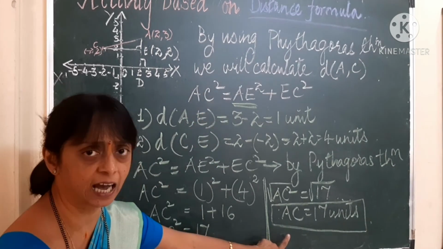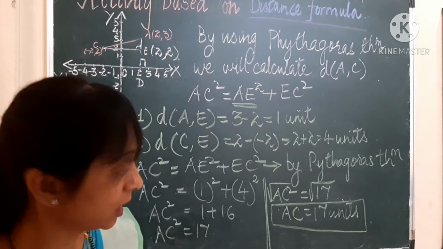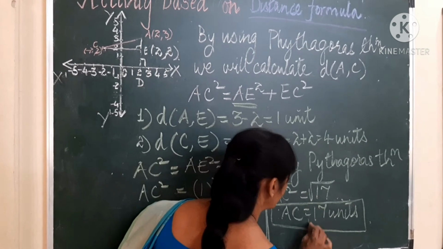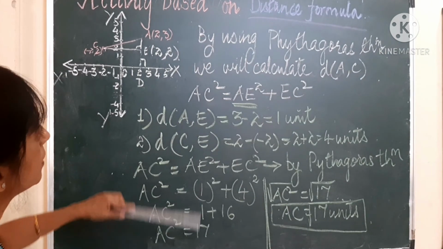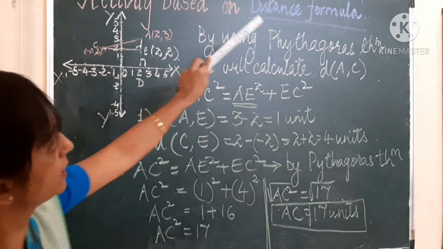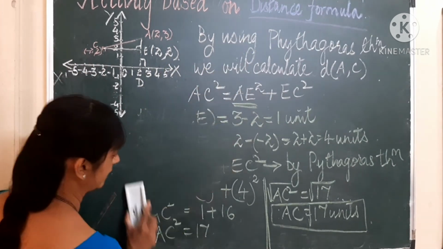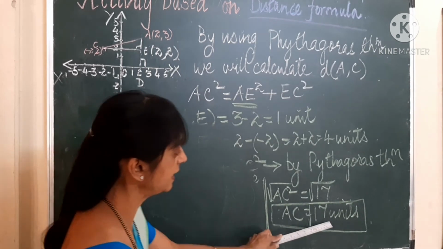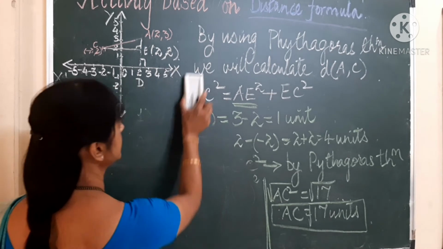Let's not forget the answer that we got. AC we got as root 17 units. Sorry, it is root 17 units. Okay. Now let's calculate by using the distance formula. Once again I repeat, distance AC that we got by using Pythagoras Theorem is root of 17.